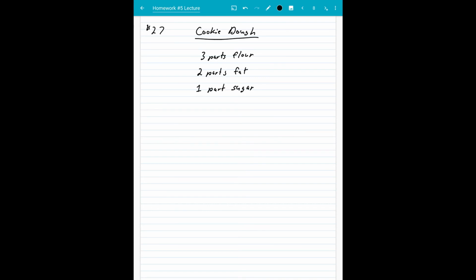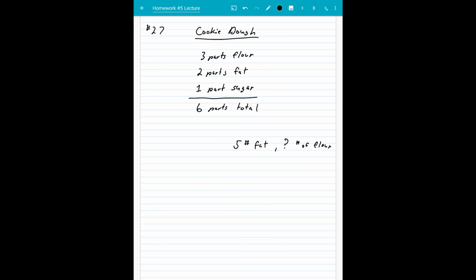So we look at each part in this. What we can do is add up all of the parts. 3, 2, 1 all add up to 6 parts total. Now, on this question, it's saying if you use 5 pounds of fat to make the cookie dough, you should use question mark pounds of flour. So it's question mark, or they put a blank, pounds of flour.